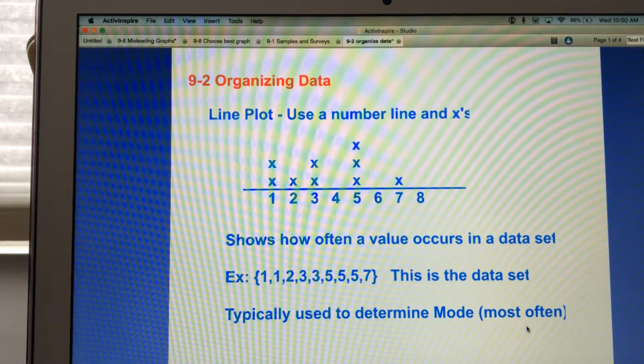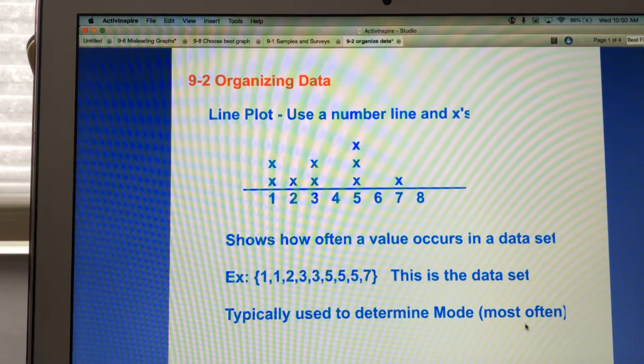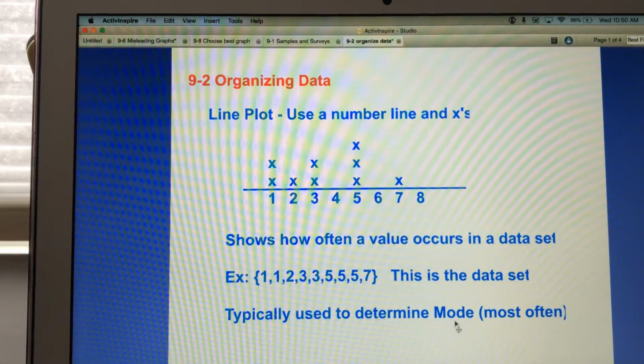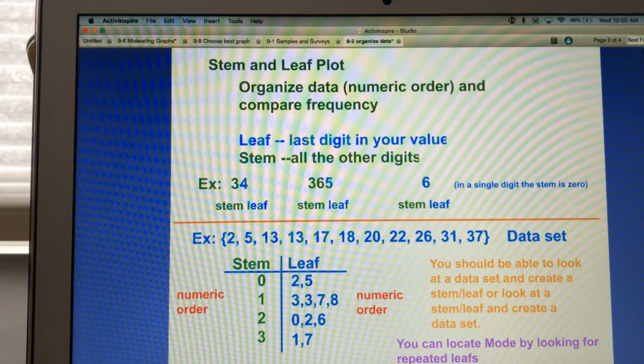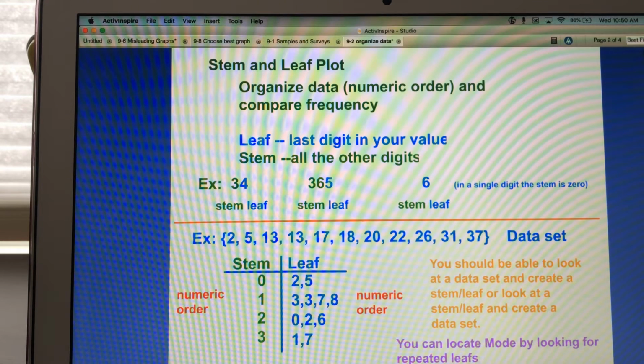Mode is most often. We will get to mean, median, and mode in another video, but right now mode is good with line plots. Oh, the dreaded stem and leaf plot. We do recall the dreaded stem and leaf plot. We tried for a long time to figure out what we were going to do with this and how we were going to use it.